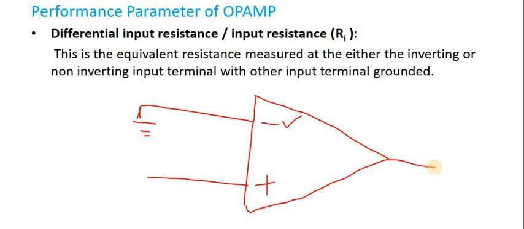See how to calculate the input impedance of any circuit. There are two ways. The first way is you put a voltage source at the input and calculate V by I.